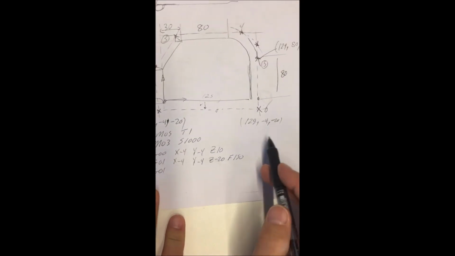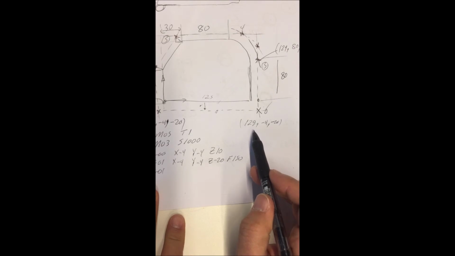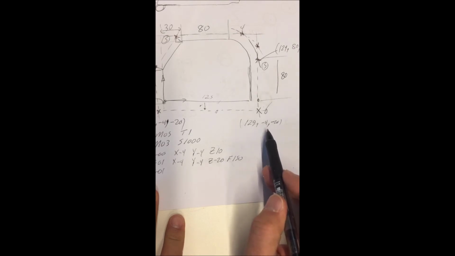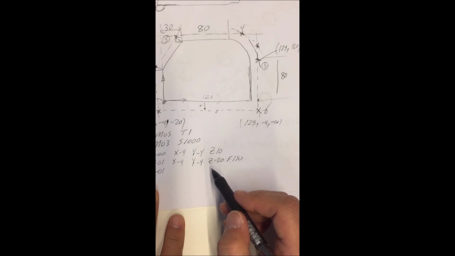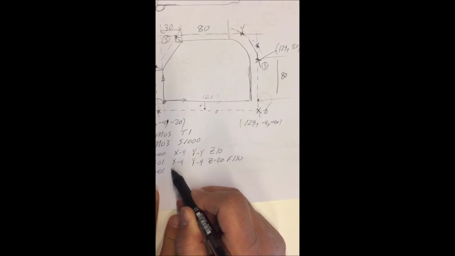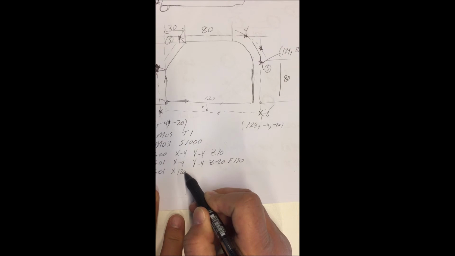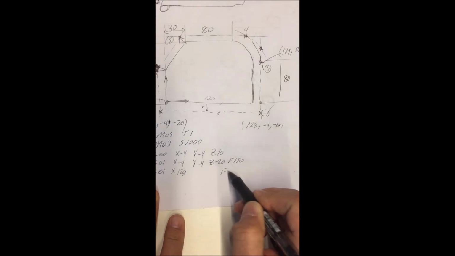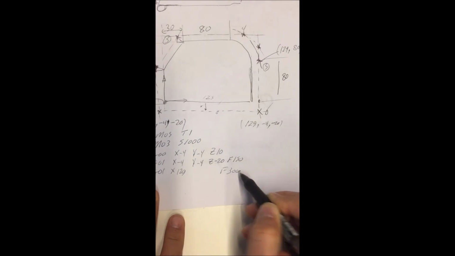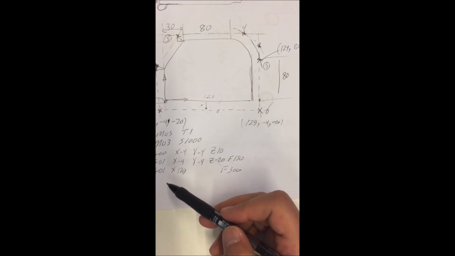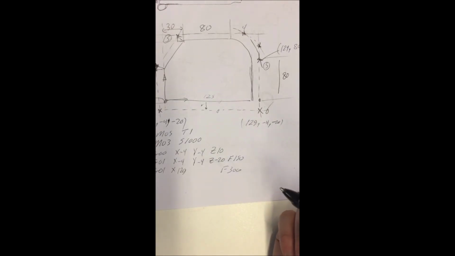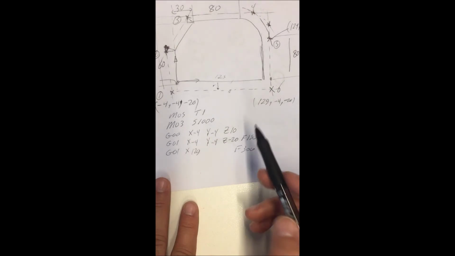The next point is going to have the x value of 129, the y value is minus 4, and the z is equal to minus 20. So to write down this block, I will say go to x equal to 129, and the feed rate is going to be equal to, say, 300. I don't have to mention the y and z values, because they are not changing. I could even not write the G01, because it's not going to change. So that's what we are going to have in the next step.